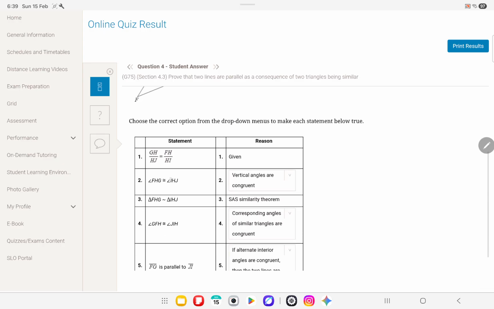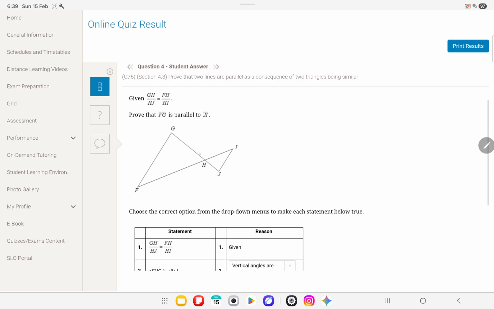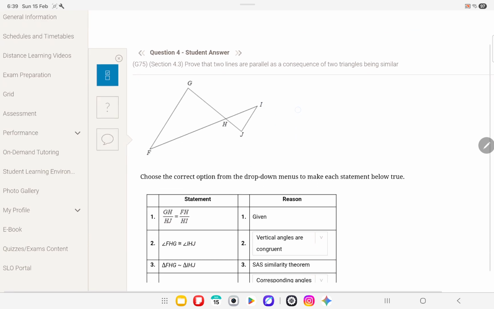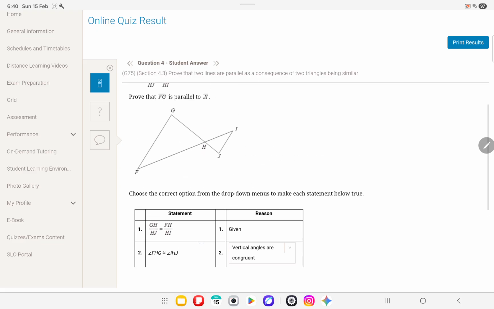Now, FHG is congruent to IHJ. FHG, which is this angle, is congruent to IHJ. So this one, you just have to memorize it, that vertical angles, when it makes this X, these two angles are always congruent. Okay? So vertical angles are congruent. Then we have triangle FHG is similar to triangle IHJ.